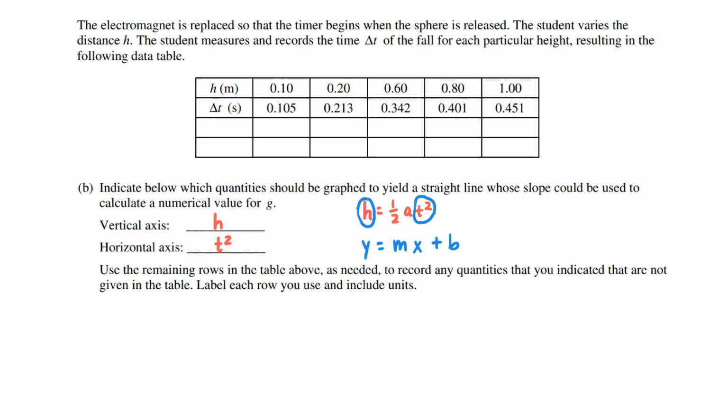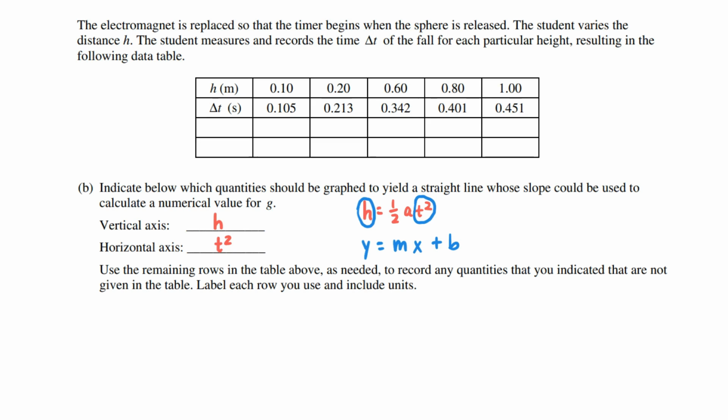Now, if you came up with something else to plot on the vertical and horizontal axis, you might be correct, because there are a few different permutations of things you could plot on the graph to still yield a straight line whose slope could be used to calculate g. For example, you could flip the axes, or you could somehow incorporate the 2 on one of the axes.